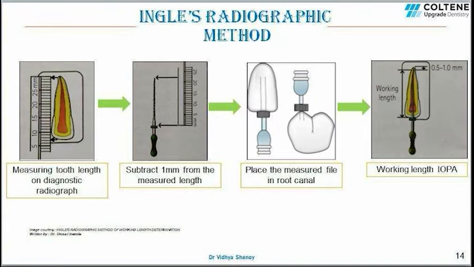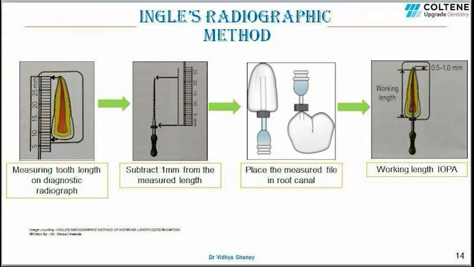Since Ingle's radiographic method is the most commonly used one clinically, we'll discuss this technique. First, a diagnostic radiograph of the tooth to be treated is made. Then, measure the distance from a stable occlusal reference point till the radiographic apex using a scale on an IOPA. After this, subtract at least 1 mm from this length.